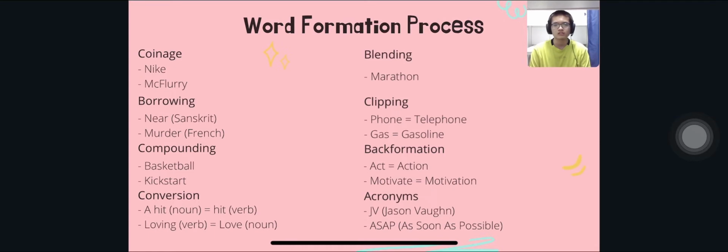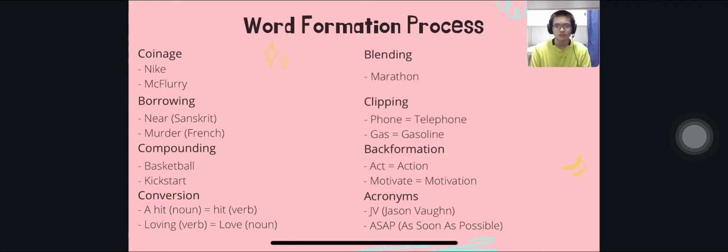The next one, the last one, is acronyms. Acronyms are initial letters that are combined together. For example, ASAP, which is as soon as possible. When you say ASAP, it is a shortened acronym, because you want to shorten it in order to make other people understand easily. In the article, we found a few examples, and ASAP is one of them. The next one is Jason Vaughn, which is shortened into JV. So that is for the word formation process.